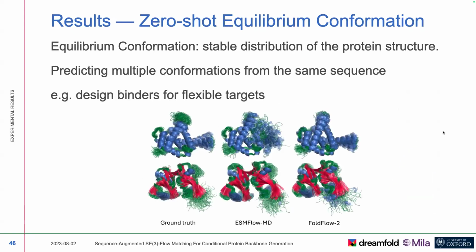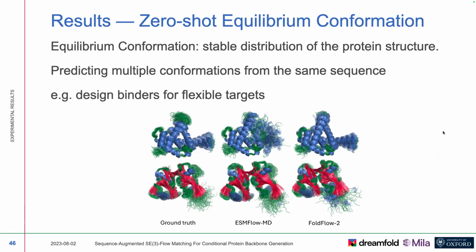Yeah, so we had this last experiment, with very preliminary results, where we wanted to look at zero-shot equilibrium conformation. In this case, we want to look at the stable distribution of a protein, of the possible conformations. Usually this is predicted with molecular dynamics simulations, and we look at all the possible folds of that protein. So here, for one sequence, let's say we generate 100 structures and we look at the variation at the atoms.